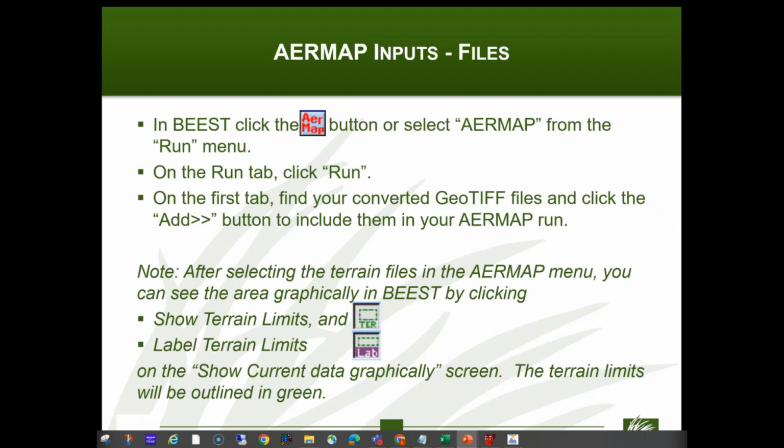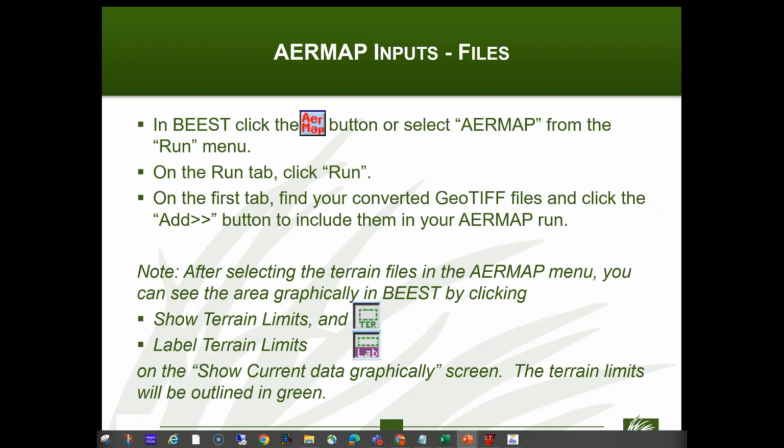Okay, now that our terrain data has been downloaded and converted into the right format, we are ready to go ahead and run Aermap. So we're going to go to the Aermap menu next. To get to the Aermap menu, we are going to creatively click on the Aermap button at the top of the screen in BEEST, or we can get to it from the Run menu in BEEST, either way.